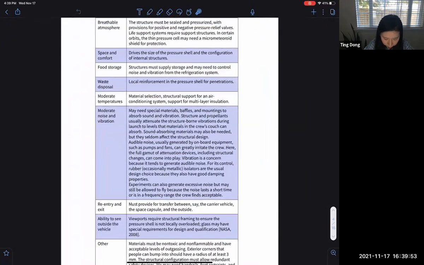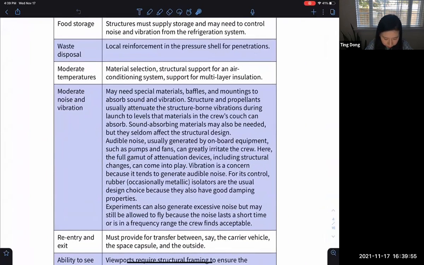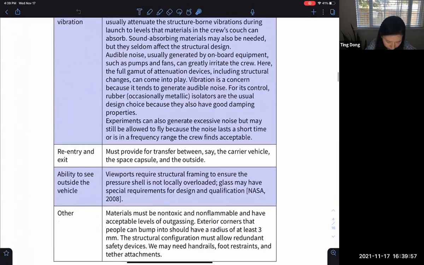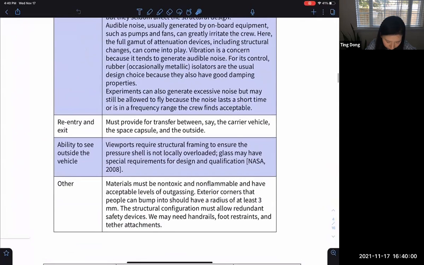In the life support, the environment control life support system. And for our EV, we don't have re-entry. It also says that we need to have a viewpoint for the people, if it's a crewed mission, so they can see outside.